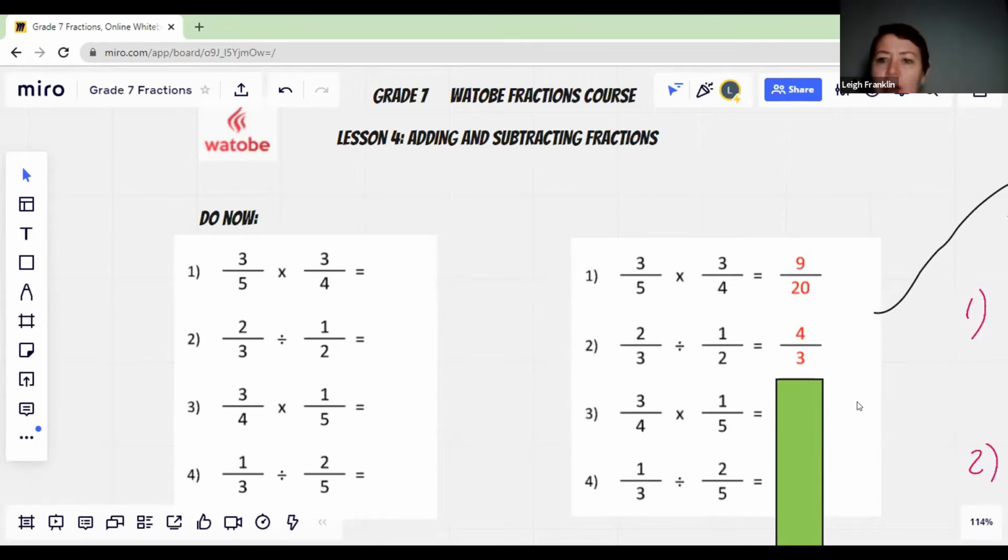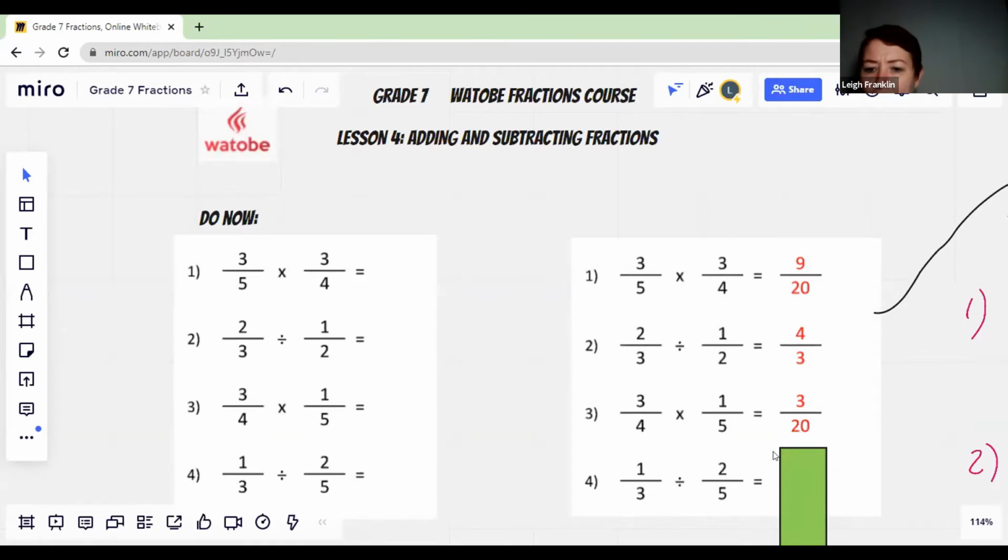Yes, ma'am. Tamisha, thank you. What did you get for number 3, please, Tamisha? Ma'am, I got 3 over 20. Hey, so sharp. Well done. That's excellent. You guys are doing so well. You don't even need me as a teacher anymore. Hey, you're so clever. Excellent.